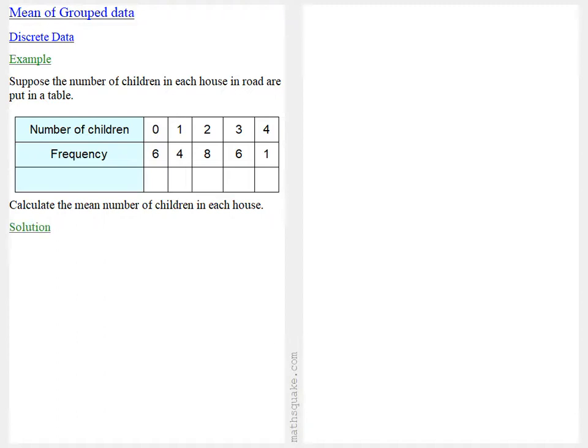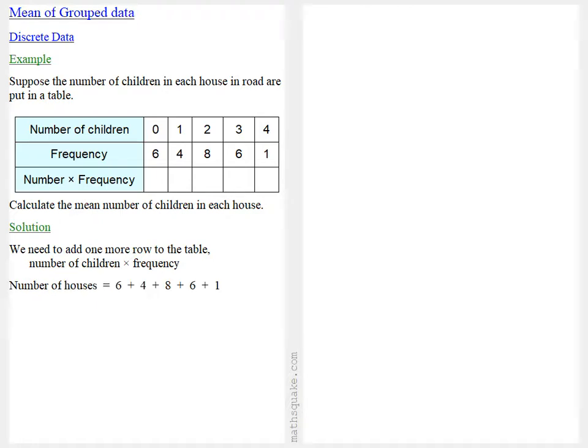Now to solve this, we need to work out how many houses there are and how many children there are altogether. Now it's helpful if we add a row to the table, and that row is the number of children times the frequency. Now to get the number of houses, we simply add together the frequencies. There are 6 houses with no children and 4 houses with 1 child, etc. So altogether there are 6 plus 4, plus 8 plus 6 plus 1 houses, which is 25 houses.